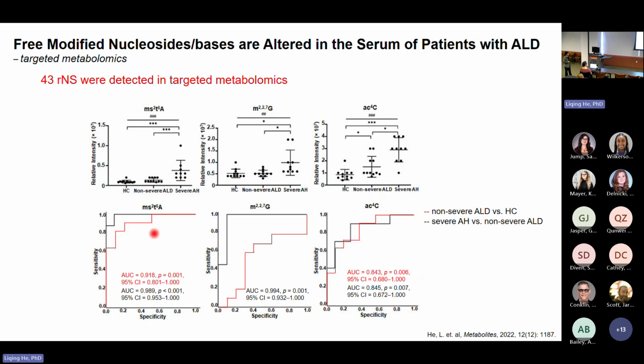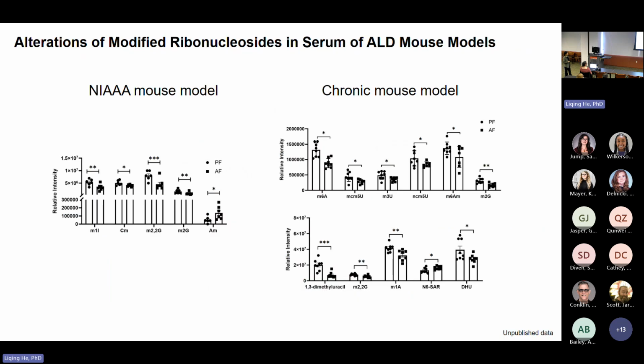ms2t6A and the acylated cytidine can also differentiate non-severe ALD from HC. And we can say the RNA modification may change in ALD, but severe AH is already the end stage of ALD. So we want to know if alcohol changes the modification at an early stage. If it changes the modification at the early stage of ALD, that means it's possible the RNA modification plays some role in disease development, right? So we detected alteration of modified nucleosides in serum of ALD mouse models.